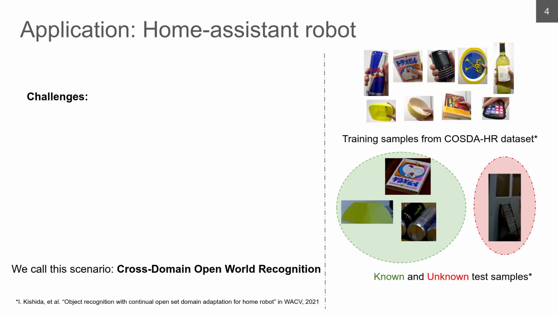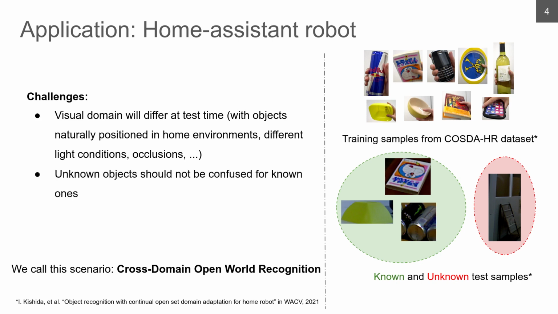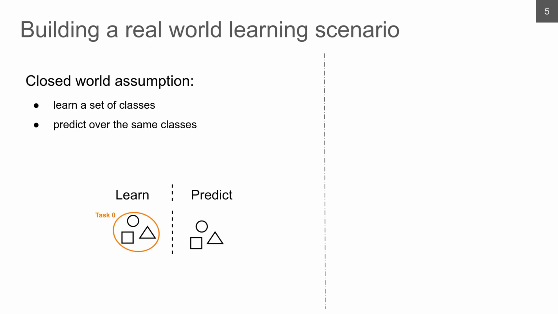This application involves a number of challenges. First, the generalization from a training visual domain to a very different test one. Then the discrimination of known objects from never seen ones. And last, incremental learning of new classes. So let's start to decompose the problem in all its parts.